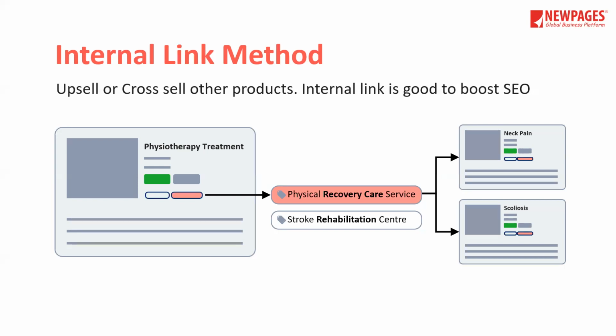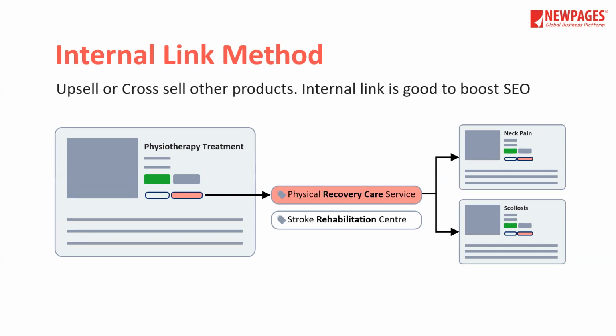So all these tags are applicable. If your customer is going to click on the physical recovery care service, it's going to bring them to a page where there's a list of products or services that fall under the same product tag, which is physical recovery care service. In this case, for example, neck pain and scoliosis need to have the same product tag in order for the page to fall under the same list. Okay, you get what I mean?